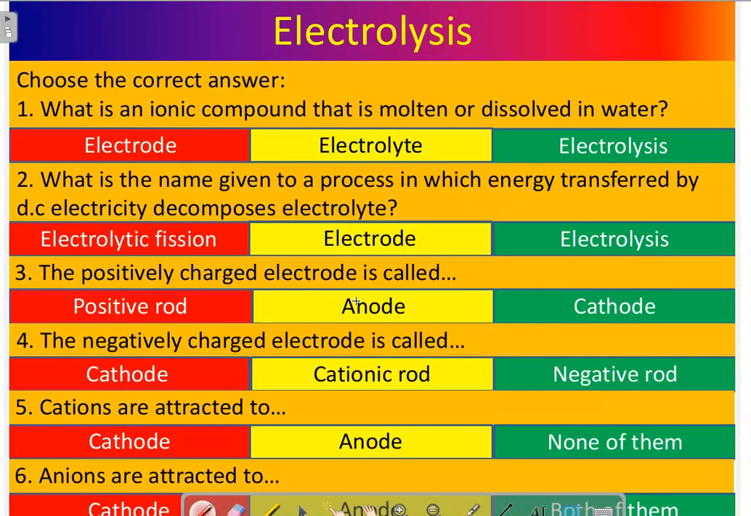Right, let's check what we've learned so far with this exercise. Choose the correct answer. Question 1: what is an ionic compound that is molten or dissolved in water? Question 2: what is the name given to a process in which energy transferred by DC electricity decomposes an electrolyte? Question 3: the positively charged electrode is called. Question 4: the negatively charged electrode is called. Question 5: cations are attracted to. And question 6: anions are attracted to. Pause the video and answer them.